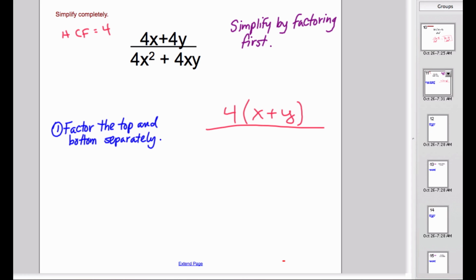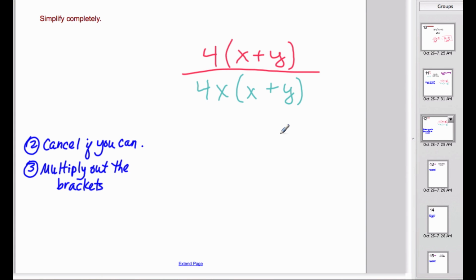Okay, and then in the denominator, we see that the HCF should be 4x because they both do have an x in common. So we're going to divide each term by 4x, and we're left with x plus y. Okay, now that we've factored both the numerator and the denominator, we want to look for things to cancel.